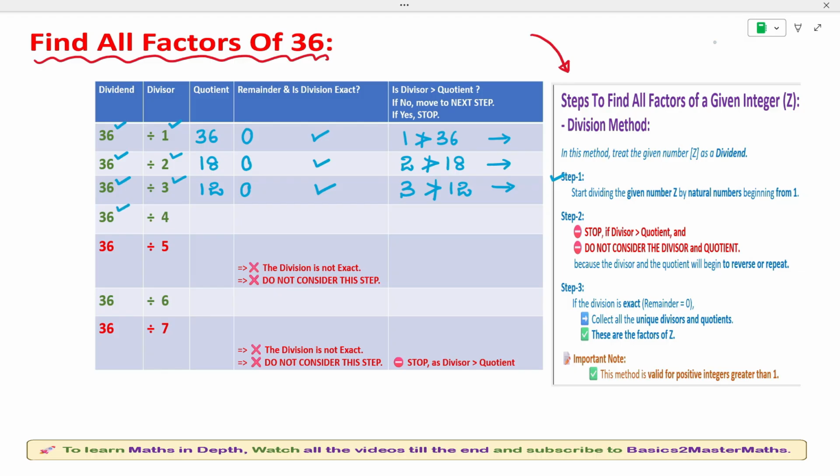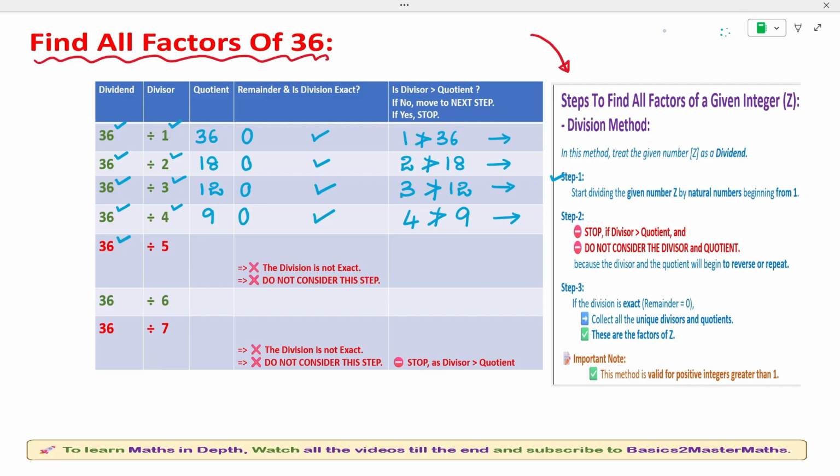When we divide 36 by 4, we get 9 as the quotient and 0 as the remainder. So, this division is exact. In this case, the divisor 4 is not greater than the quotient 9. So, move to the next step.